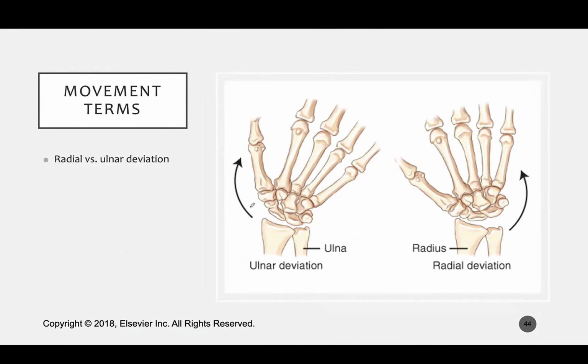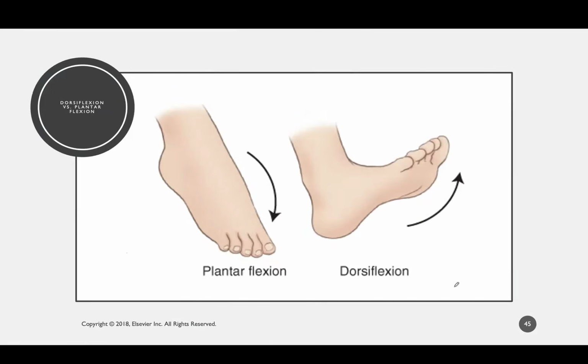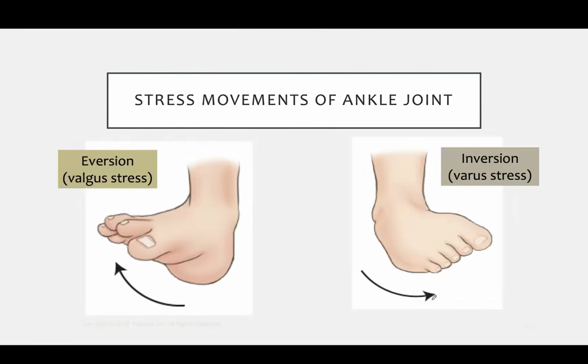Deviation: ulnar deviation means that you're turning the hand toward the ulnar side. Radial deviation, you're turning it toward the radial side. Same with here, plantar flexion, you're flexing it toward the plantar or bottom of the foot. Dorsiflexion, you're angling it toward the dorsal side of the foot. Eversion is an outward movement, sometimes used with ankle imaging, and inversion or varus would be toward the midline of the body.